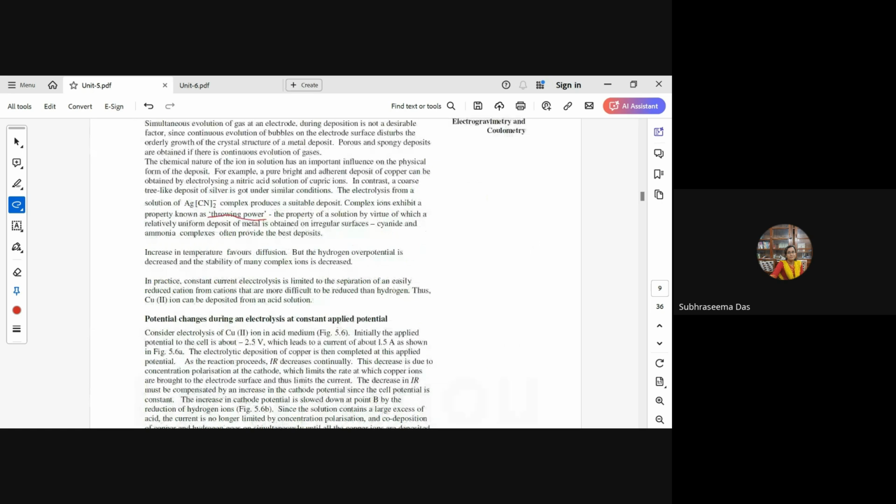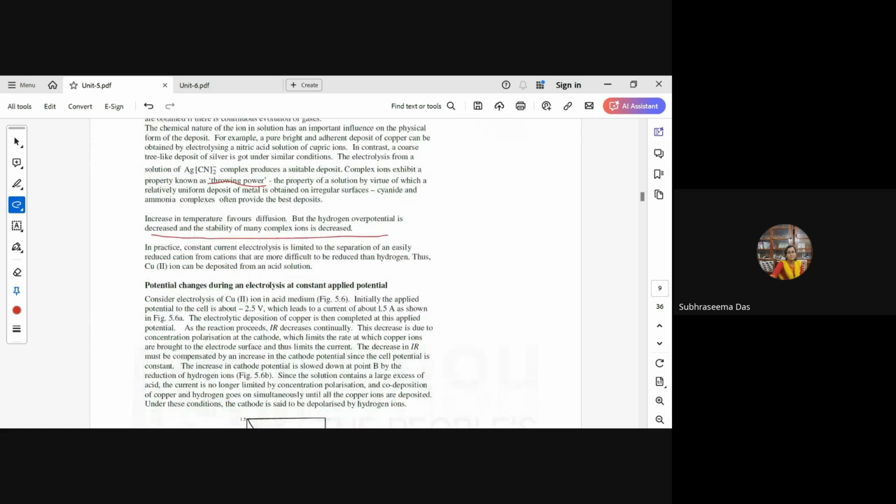When we talk about increase in temperature, a temperature rise favors the diffusion process, but the hydrogen overpotential is decreased and the stability of many complex ions decreases. So in practice, constant current electrolysis is limited to the separation of an easily reduced cation from other cations. Thus, Cu2+ can be deposited from an acid solution, and this is mostly employed for constant current electrolysis.